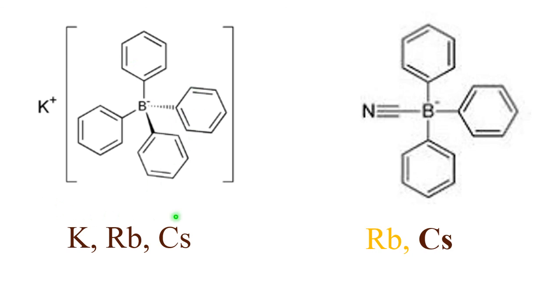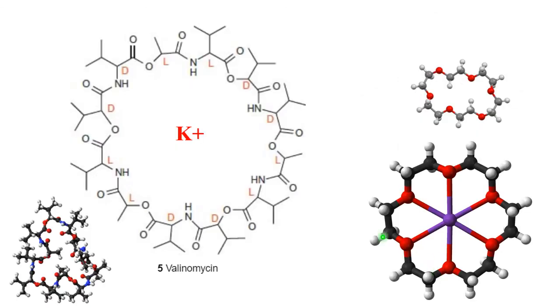Tetraphenyl borate is insoluble for potassium, rubidium, and cesium. And if you replace one phenyl by a cyano group, only cesium will precipitate. Interesting compounds are made by some cyclic antibiotics, which form stable complexes with potassium ions and facilitate their transport. A synthetic analog of these is the so-called crown ether, 6 oxygen atoms surrounding one central atom of potassium, making a stable compound. Otherwise, usually potassium, sodium, rubidium, and cesium do not make stable compounds with any ligands in water or common organic solvents.